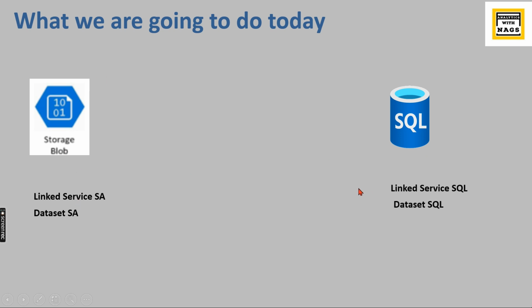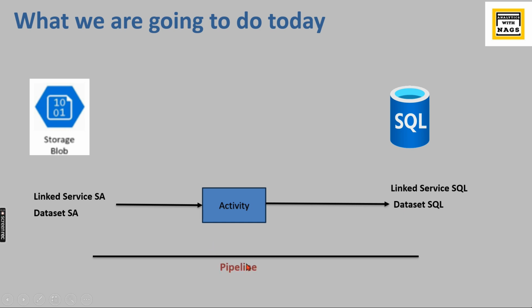How about the target? The target is the same. You need to create a linked service to connect to the target. Then you need to create a dataset. These two things are created separately. Once you have done that, then you need to create one activity. What activity is it? You need to take data from here and load it into this target. That is the activity, and you will create that activity inside the pipeline.